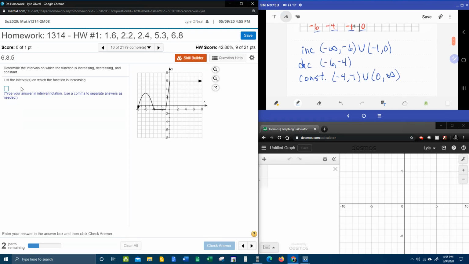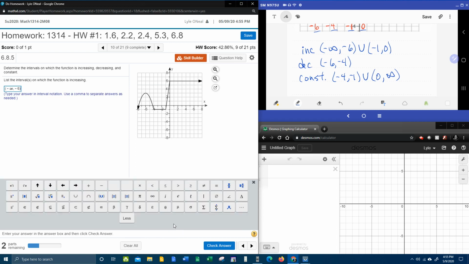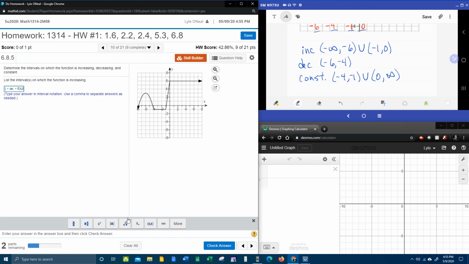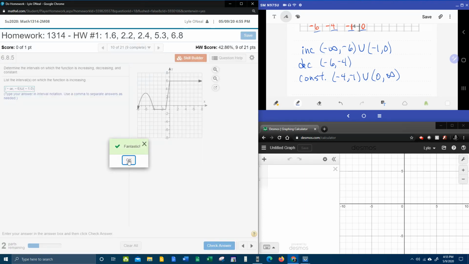Now we need to put those into MyLab Math and see if we got them right. Intervals of increasing. It's going to be negative infinity to -6. And then the union, which I don't see the union symbol, so we're going to have to come up here and grab it. And then -1 to 0. And check it.